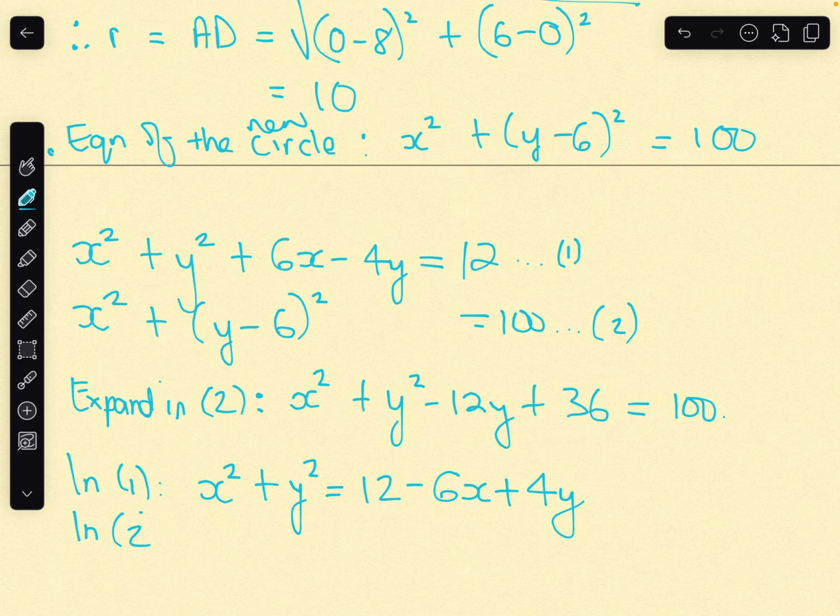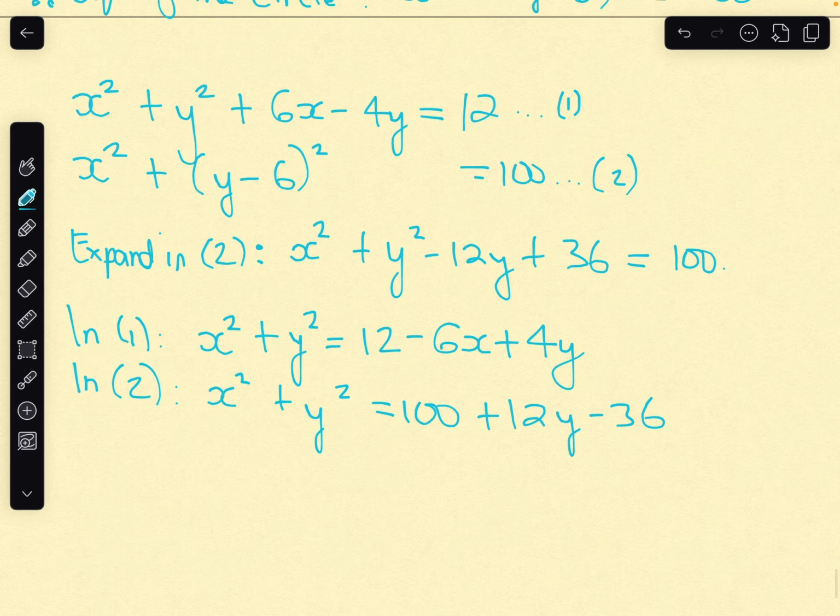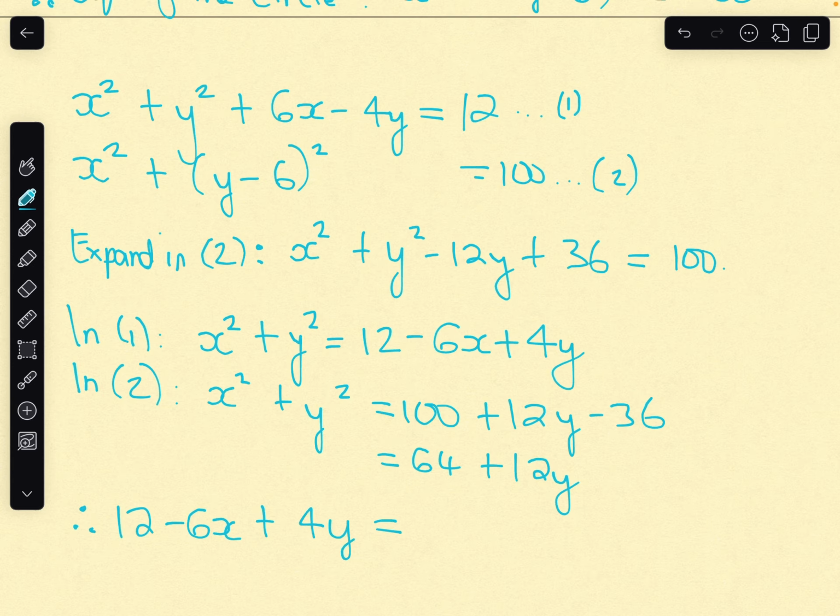And from number 2, using the expanded form, we have x squared plus y squared is equal to 100 plus 12y minus 36, right? So I've just moved both of these over, and that would be 64 plus 12y, right? So this therefore means that 12 minus 6x plus 4y is equal to 64 plus 12y.